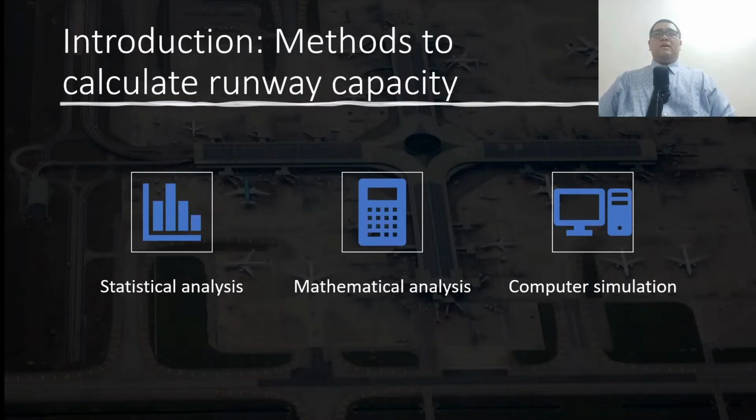Now, there are three different methods to calculate the runway capacity. First is by using a statistical analysis. This is by estimating the runway capacity by drawing a capacity envelope diagram, which is then compared to the airport's current statistics. Secondly, we have mathematical analysis, which uses mathematical formulae to calculate the runway's capacity based on the airport's parameters. The third and most advanced method is by using computer simulation, which will use advanced computer software such as SIMOD. Now, for this project, we'll be using a mathematical analysis, because for computer simulation, the software is not available for commercial use.